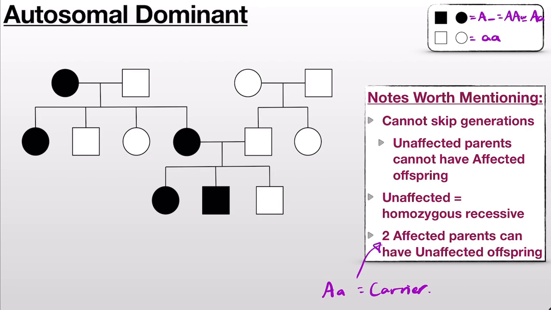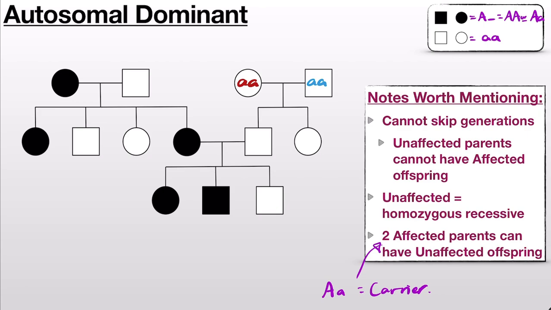Okay, so let's take a look at the skipping of generations. Is there any examples of that? Yeah, right here. Okay, so these two parents are unaffected, which means they are little a, little a. So that'd be little a, little a. And this one here is little a, little a. And because they're unaffected, they cannot have offspring that are affected. So that's why they have two unshaded offspring.